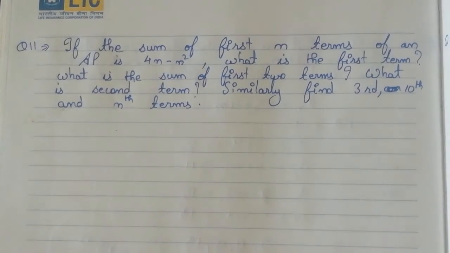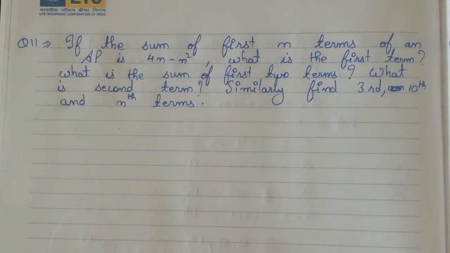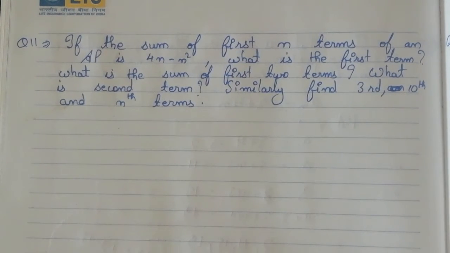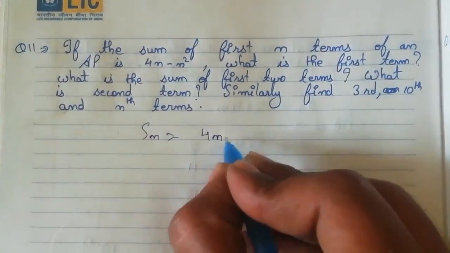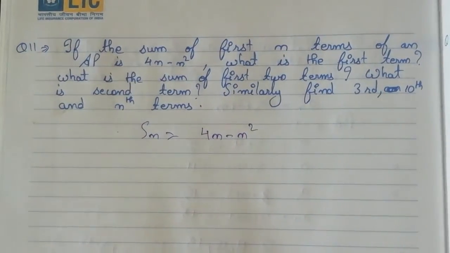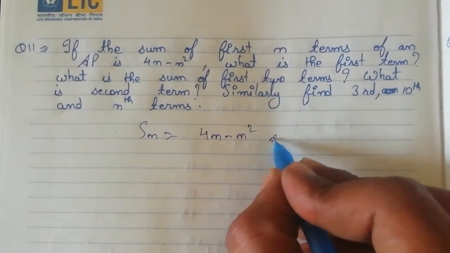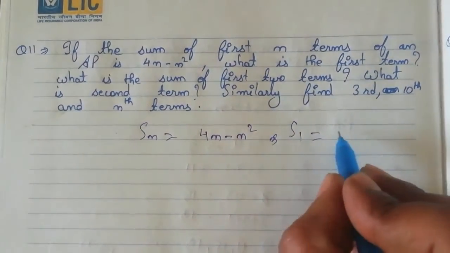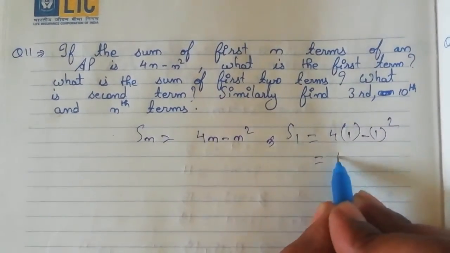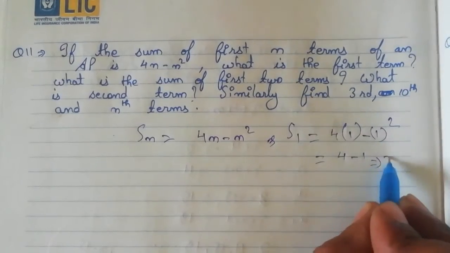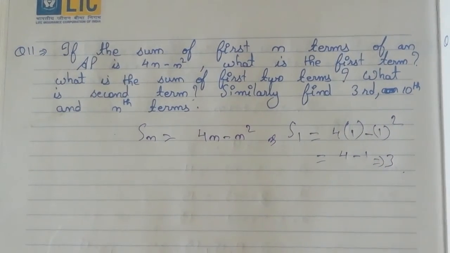Here is another question, question number 11. In this question, the sum of first n terms of an AP, Sn, is given. We have Sn is equal to n(4n minus n square). So from here, can we find the first term? Yes, of course, because the sum of one term is nothing but 4 into 1 minus 1 square. So 4 minus 1 is equal to 3. So this is our first term.